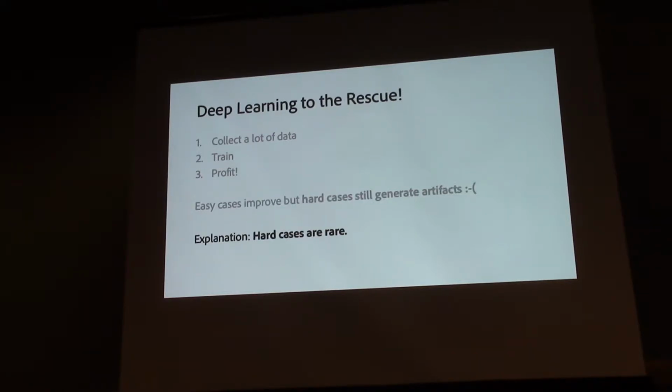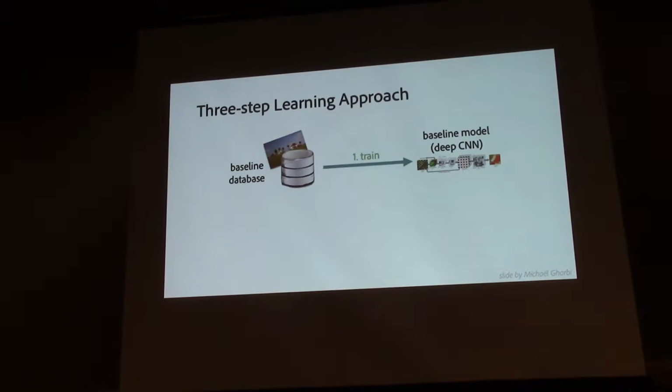So the problem that we had is that hard cases are rare. So we proposed another way to proceed, which is a long version of the story that we have here. We collected data, we trained our network, and we got a baseline model. The thing that I've shown you doesn't work very well. We match the state of the art, but no better than that.